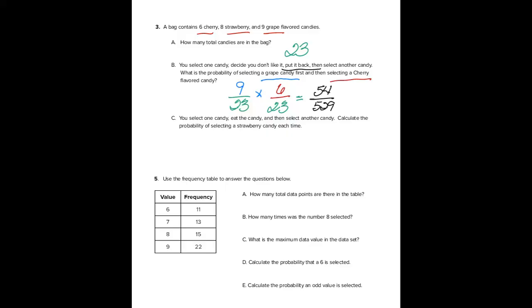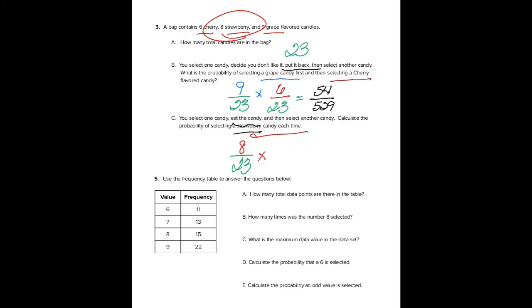All right, and the last one for this problem. You select one candy. You eat the candy, and then you select another candy. Calculate the probability of selecting a strawberry each time. Ooh, strawberry each time. All right, so new problem. We still have 23 candies total. Okay. And strawberry, we have 8. So 8 strawberries. We eat the candy. Crunch. Times, we are assuming theoretically that we did get a strawberry on that first draw.